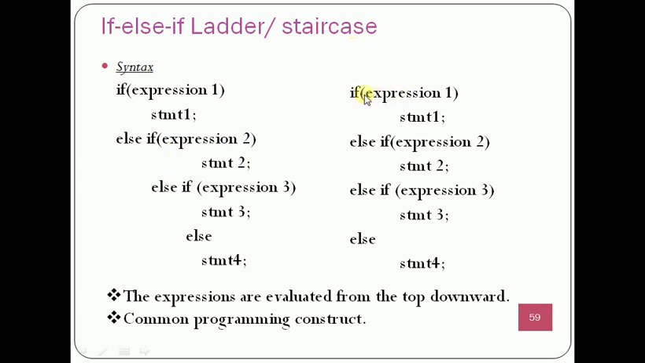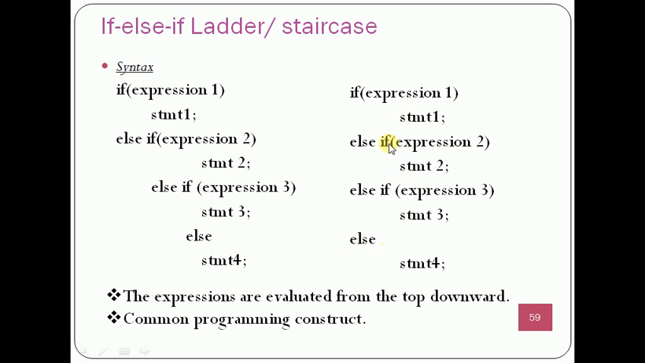We can write it with this alignment also. If expression 1, statement 1, else if, there is a gap between else and if, else if expression 2, statement 2, then again like that you can continue. And how does this work? It first evaluates this expression, and if this expression is true, it executes statement 1. Otherwise, it goes and checks expression 2. And if that is true, it executes statement 2. In this way, it will continue. And if no expressions are true, then the else part will be executed. Anyway, the evaluation happens from top to down.